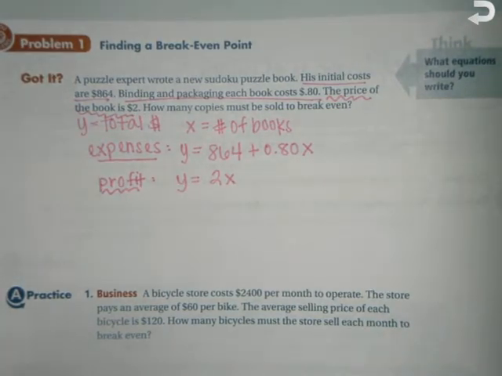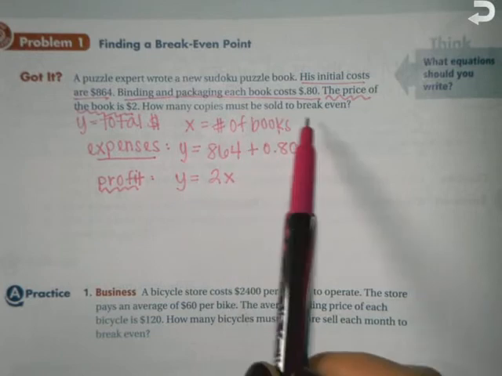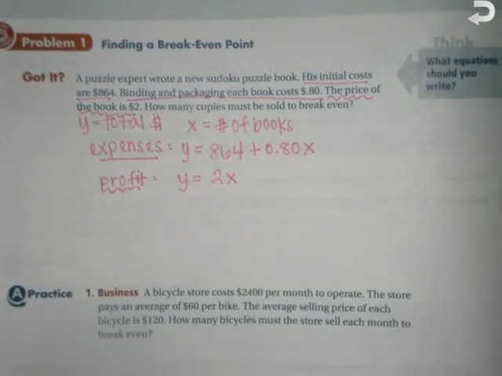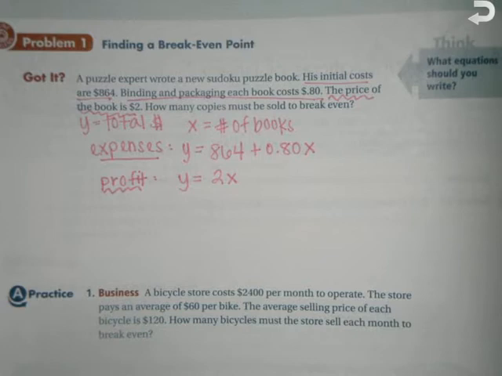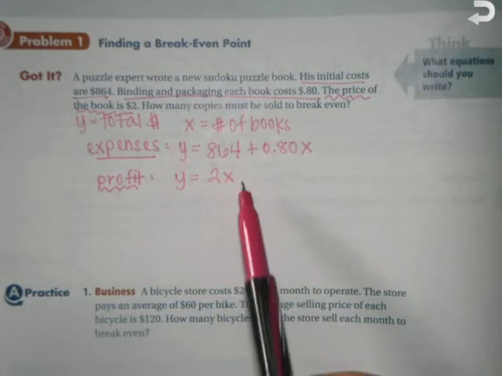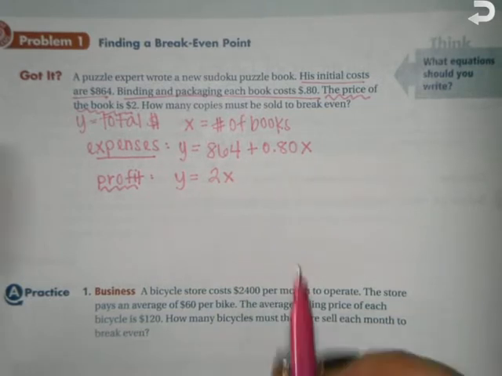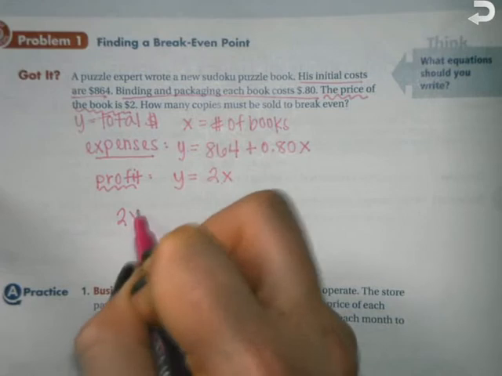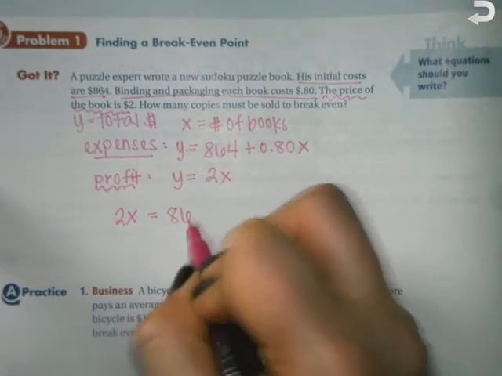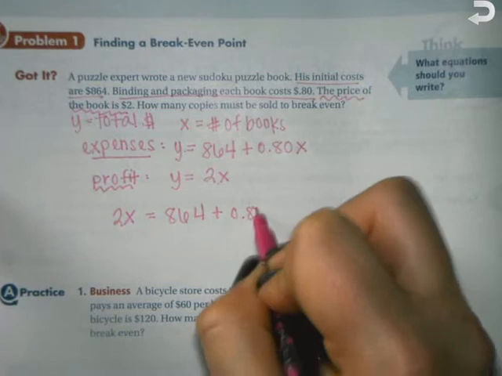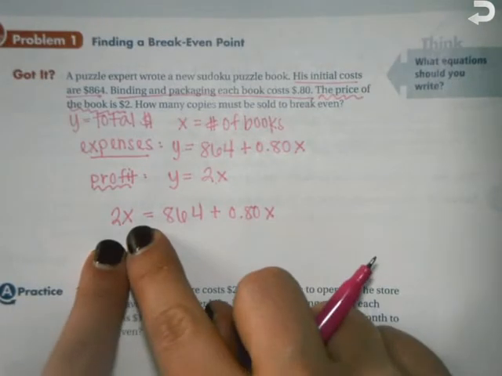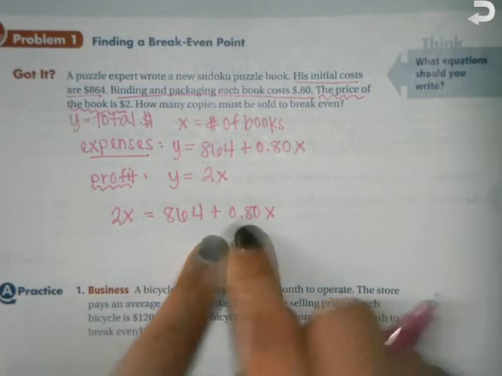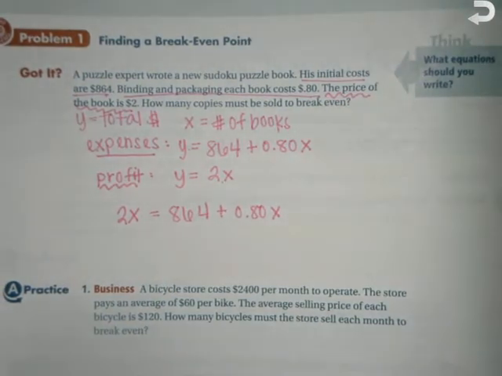Okay, so then how would I find, the question wants to know how many copies must be sold to break even. So how can I figure out how many books he has to make or has to sell in order to break even? You guys, what type of system does this look like? Substitution, right? Plug in 2x for y. So 2x equals 864 plus 0.80x. This should make sense. Think about it. My profit equals my expenses. That's the definition of break even, right? Where my profit and my expenses are equal.